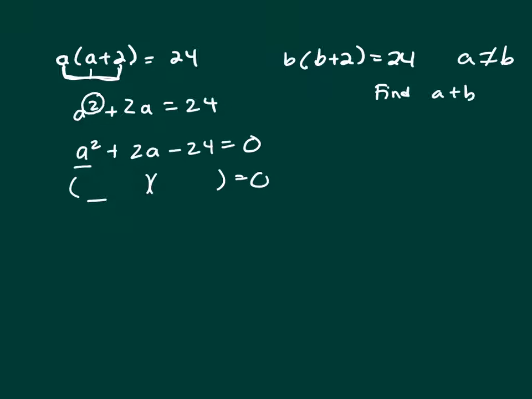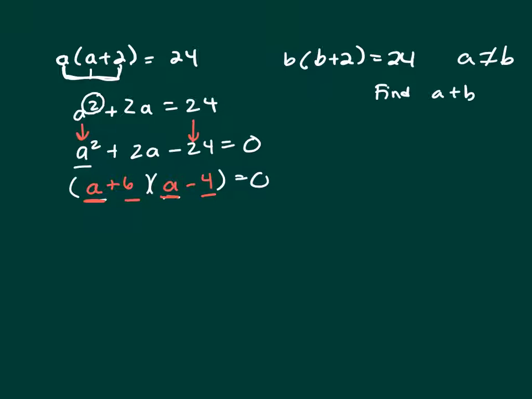So what times what will give you A squared? Well, A times A is A squared. This first spot multiplied together has to give you this. Now, what times what will give you negative 24? Those have to go here. And it's going to be a positive 6 and a negative 4. Of course, you've got choices 8 and 3, 6 and 4, 12 and 2, but it's going to be 6 and negative 4. Let me show you why.